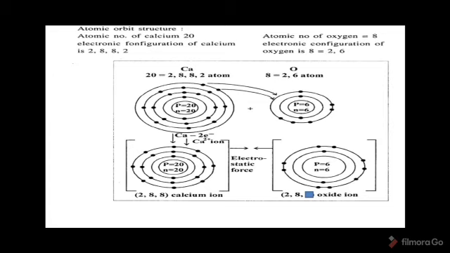This is the atomic orbit structure of calcium and oxygen, and calcium ion and oxide ion. Oxygen has 2, 6 electronic configuration, but O2 minus has 2, 8 electronic configuration. Calcium is 2, 8, 2, the actual electronic configuration. After it loses 2 electrons, it becomes Ca2+ with 2, 8, 8 electronic configuration.